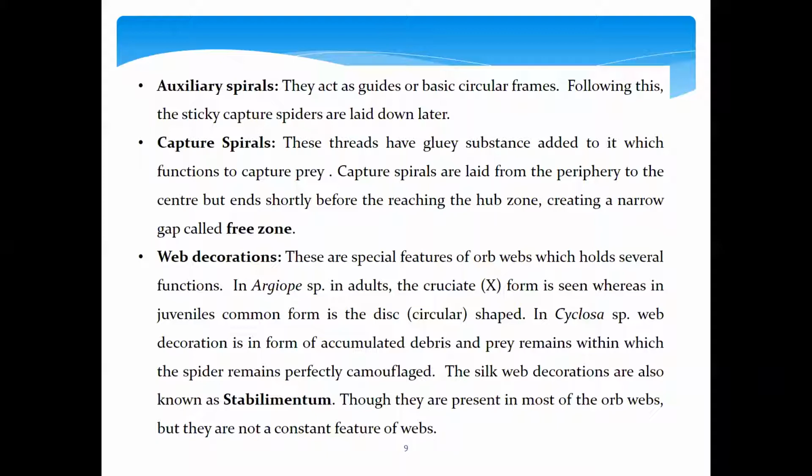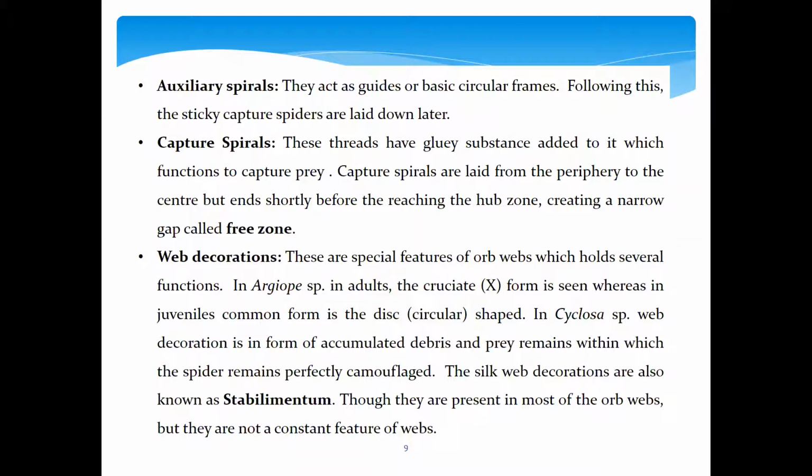In the case of juveniles, they do not make this egg-shaped stabilimentum; rather they make a disc-shaped or circular stabilimentum. Other species are there, for example Cyclosa, which are also orb web spiders. They use accumulated debris and prey remains to decorate their web because they like to remain camouflaged within their web decoration. So we can perceive that web decoration helps in camouflaging the spider. Now, the silk web decorations are also called the stabilimentum.